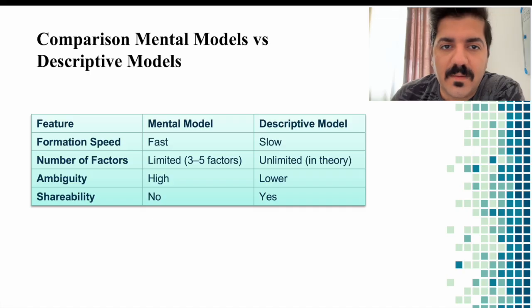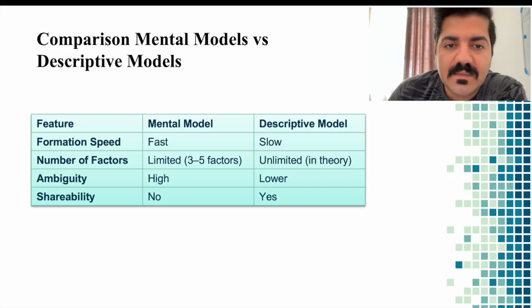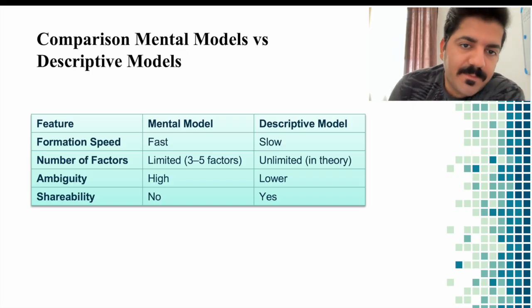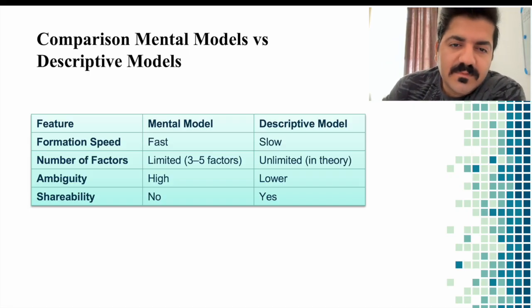I want to have a quick comparison between mental and descriptive models. In mental models, the speed is fast, an instant gut feeling. Capacity handles 3 to 5 things at maximum. It's fuzzy: I feel X causes Y, and it's stuck in your head.